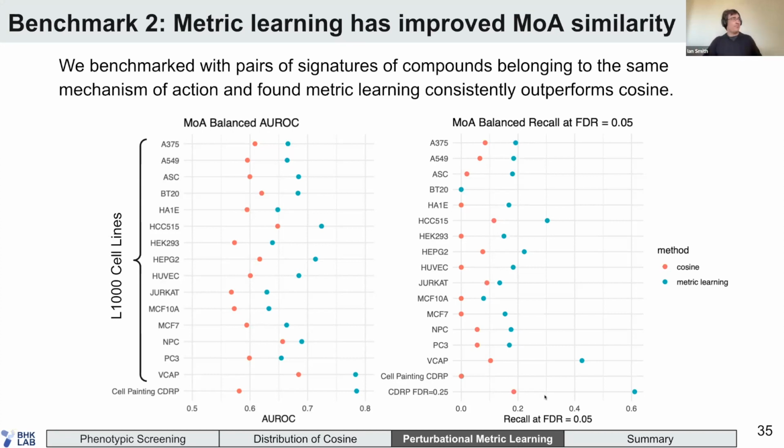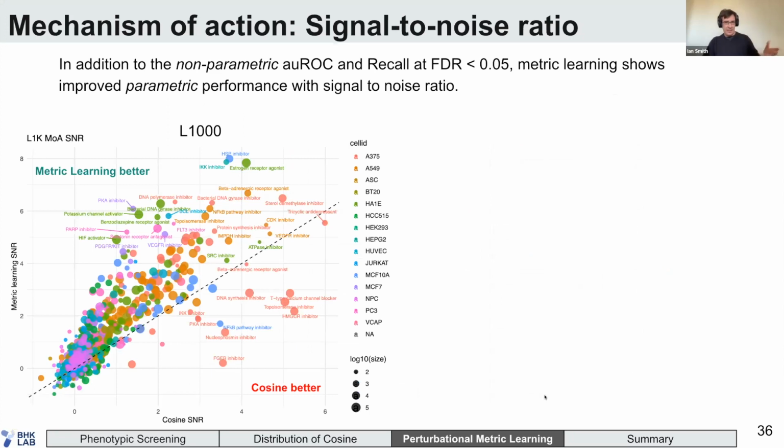And finally, for the mechanism of action, if you want to look at the signal to noise ratio, you can calculate that. For metric learning, that's on the y-axis. Cosine is on the x-axis. Each one of these dots corresponds to one collection of compounds with the same MOA. So for example, this is compounds that are annotated to be estrogen receptor agonists measured in HA1E.